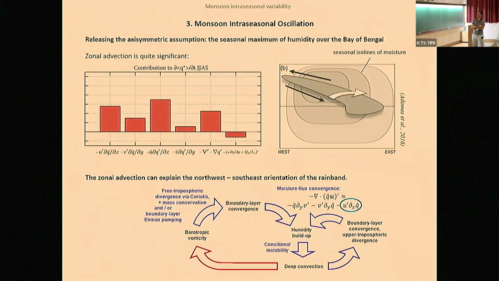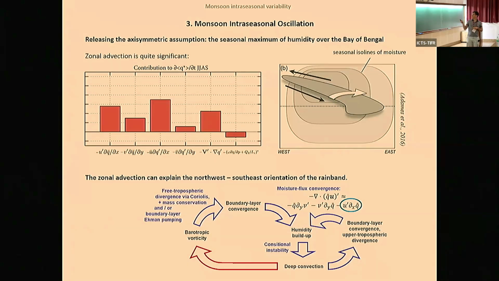Anyhow, more recently, some people went even one step further in trying to look, in the observations, at what we do if we go away from this axisymmetric framework, in particular because the slant of the rain band is going northwest to southeast rather than being completely axisymmetric. And so there are, of course, zonal effects.